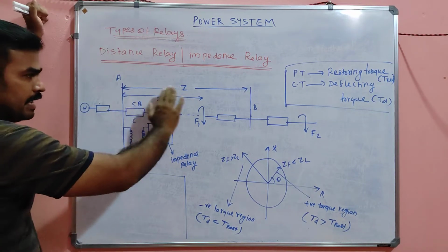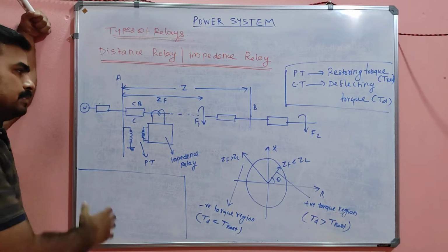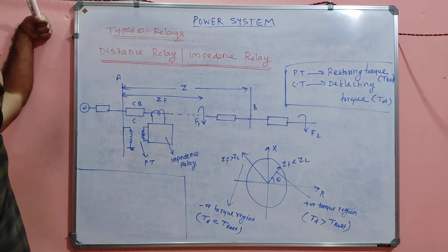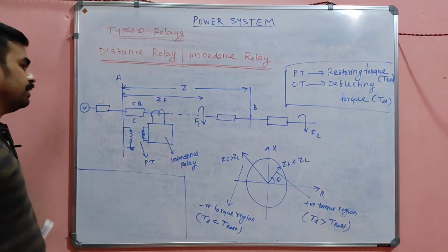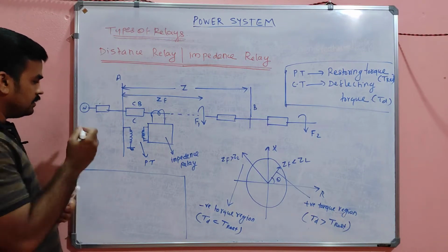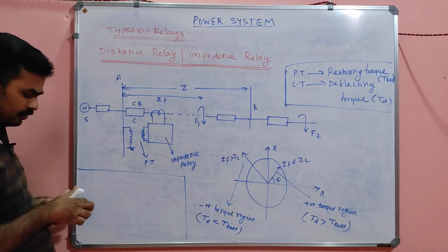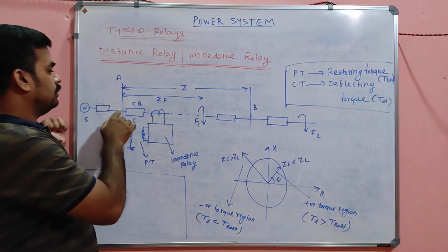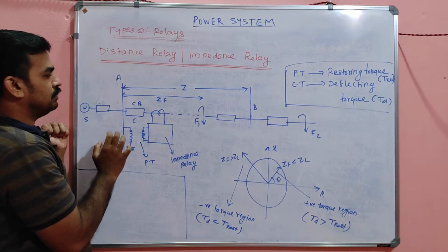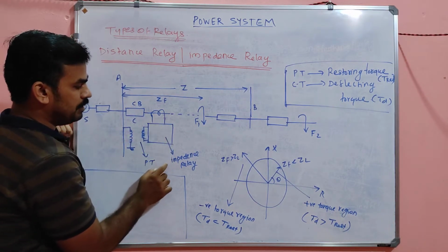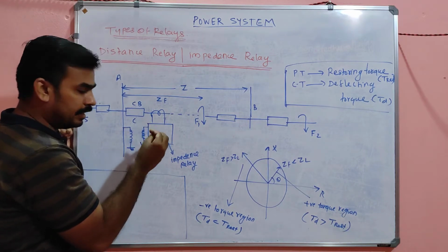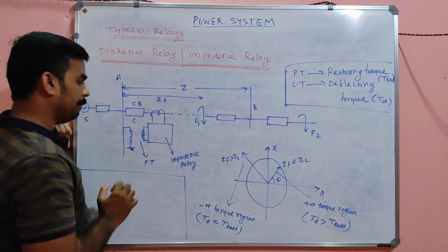Okay. With this diagram I will simplify. See, this is a simplified diagram so that it can be easily understandable. I will tell you one by one. This is the source, my dear. Let it be S. And there will be a circuit breaker, and there we are connecting or inserting the impedance relay.